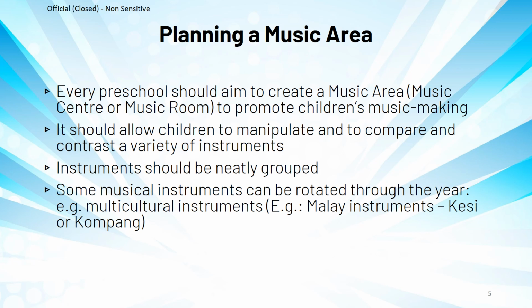So when we plan for a music area, we should be mindful to include materials that allow children to manipulate around, such as instruments and props as well. And so these will be able to help children to learn how to compare and contrast the sounds of the variety of materials that you have provided, namely the instruments that you have provided them. And when you place these instruments or materials in the music area, you must take note that the instruments have to be neatly grouped together.